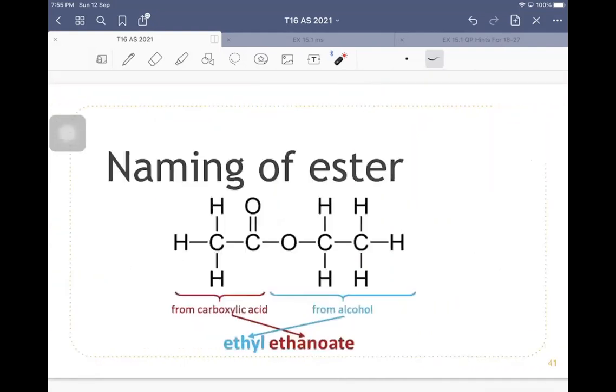Okay, the next slide is just showing you how to name the ester again. The first part of the name comes from the alcohol part, which is ethyl, because there are 2 carbons, and then the carboxylate part also has 2 carbons, so we call it ethanoate. Do not forget the carbon in the C double bond O. You have to count that carbon as well.